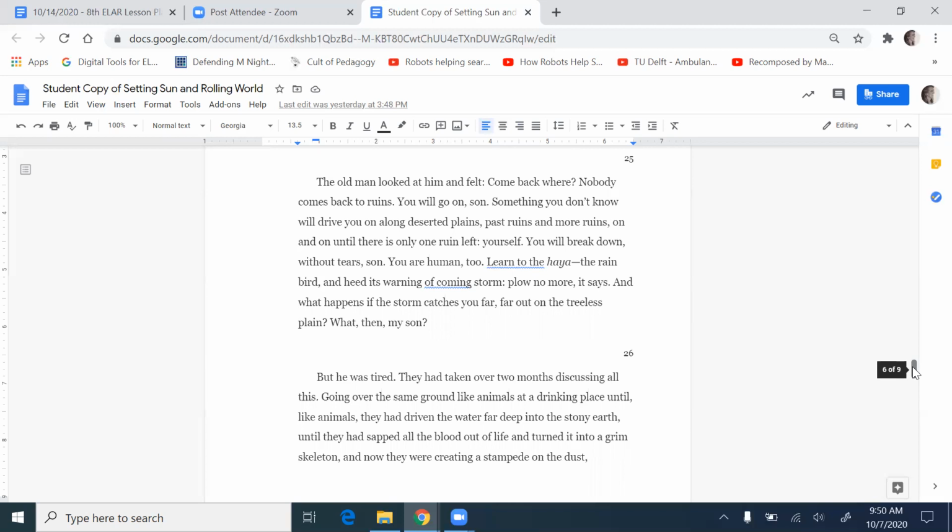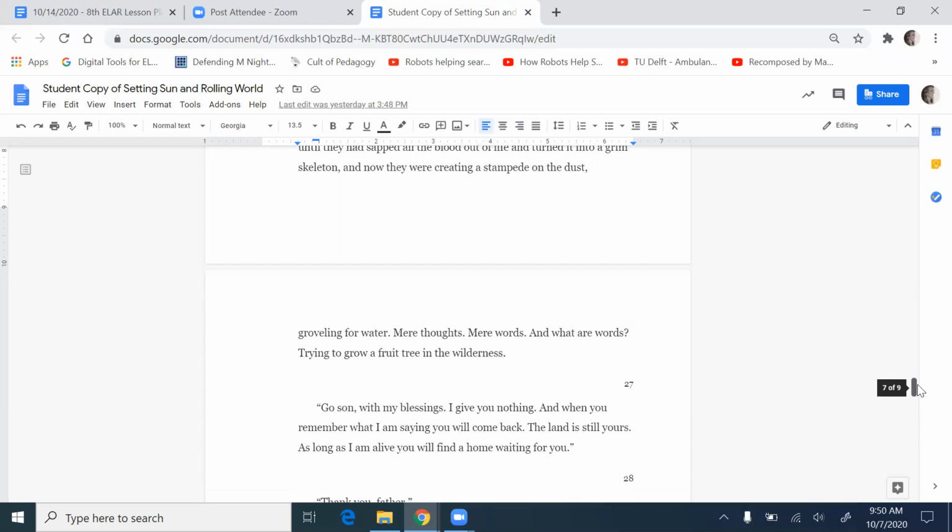But he was tired. They had taken over 2 months discussing all this, going over the same ground like animals at a drinking place until, like animals, they had driven the water far deep into the stony earth, until they had sapped all the blood out of life and turned it into a grim skeleton. And now they were creating a stampede on the dust, groveling for water. Mere thoughts, mere words. And what are words? Trying to grow a fruit tree in the wilderness.